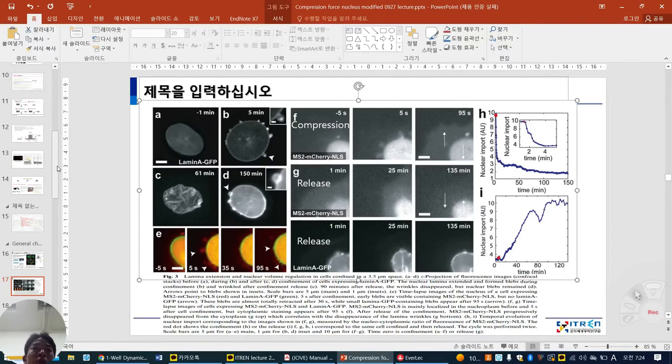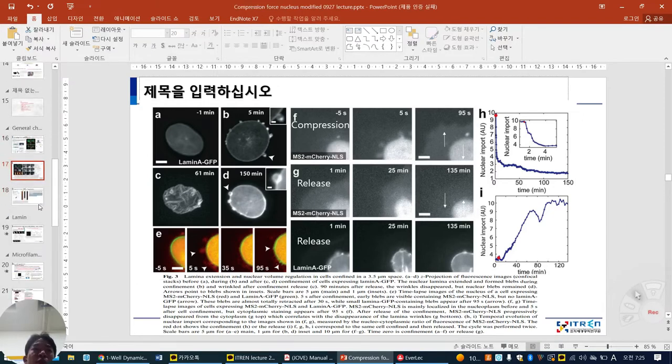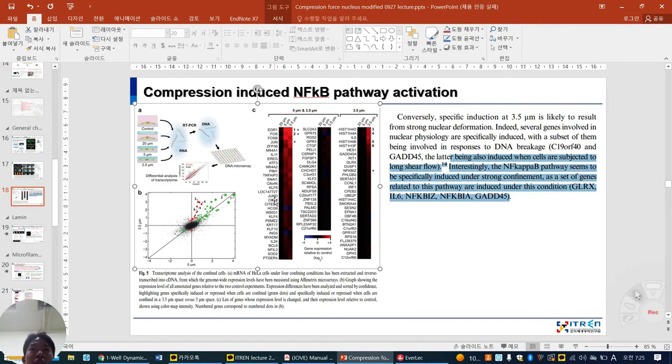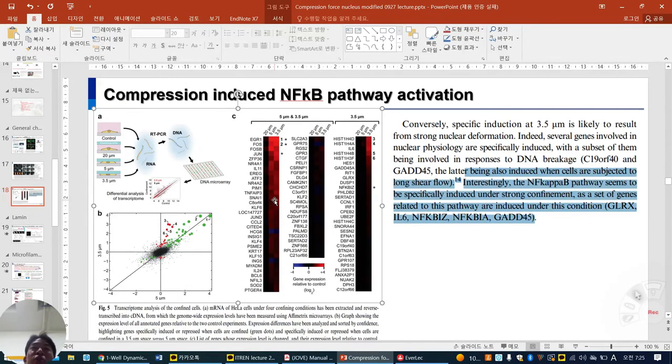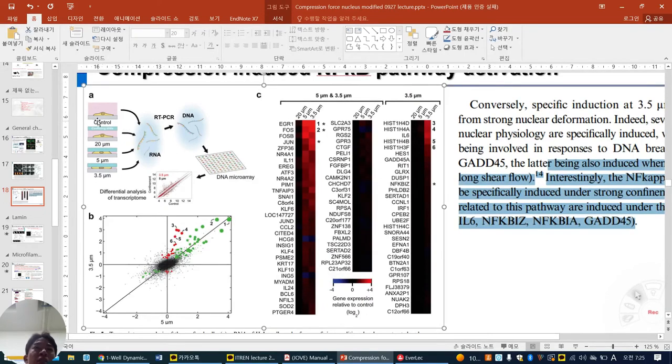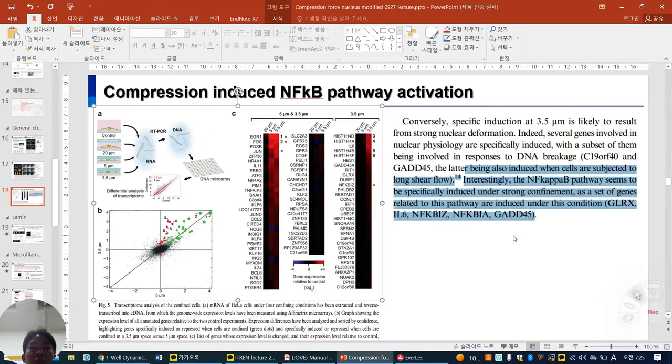So we can know that while cells are feeling the physical compression, the cell membrane as well as the nucleus membrane are changed, which we can simply imagine. So while they are changed, transcription factors or the transcriptome can also change. Here, NF-kappa B pathway activation. So they check control, 25, and 3 micrometer confinement, and check the total RNA level using microarray. And then, as you can see, while they are compressed more, these NF-kappa B1 pathway-related genes are more upregulated. Okay, so they prove their concept: while they are compressed, the transcription level also changes.